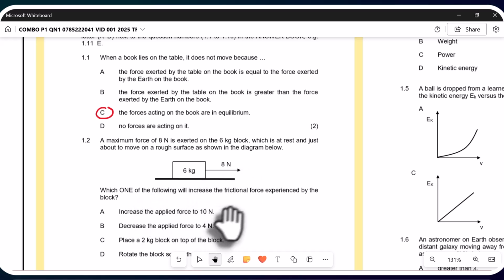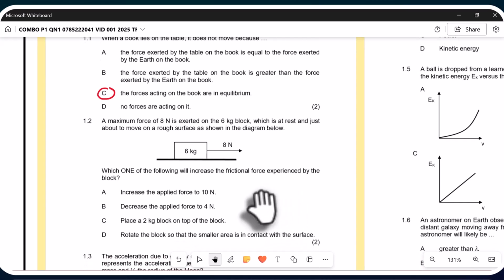Because when you place a 2 kg block on it, we increase the normal force. And the frictional force is proportional to what? To the coefficient times the normal force. So if we increase the mass by adding another 2 kg block here, we have an increase in the normal force, so the frictional force will increase. So the answer is C. Not just rotating the block.